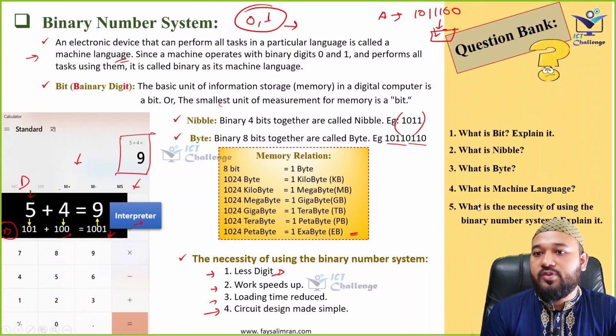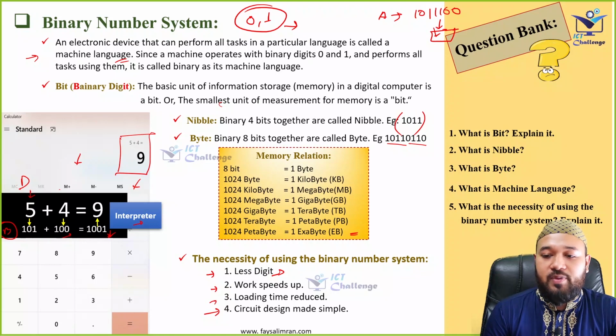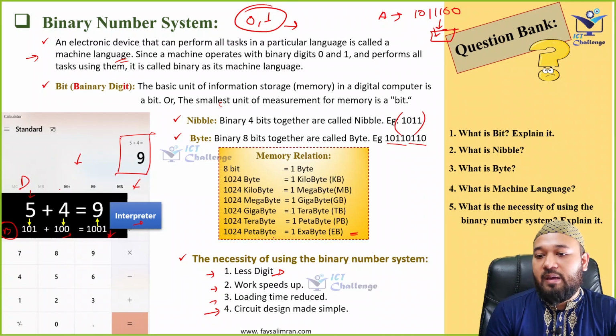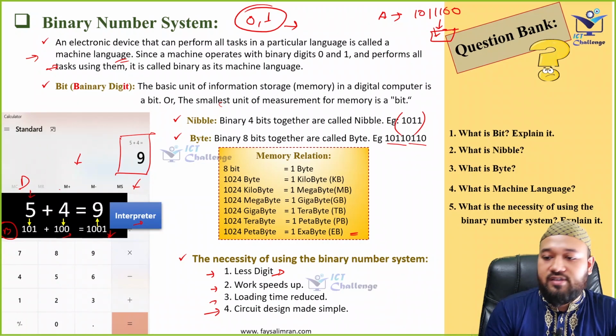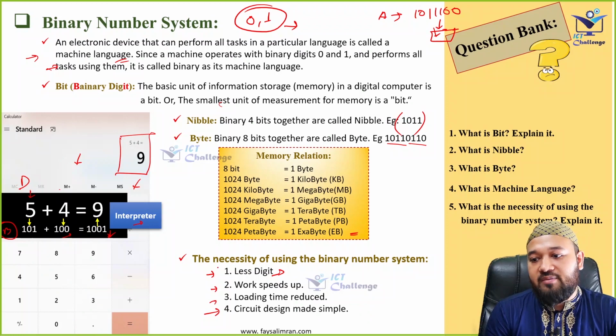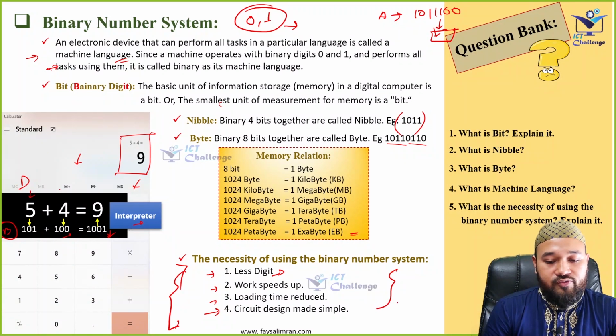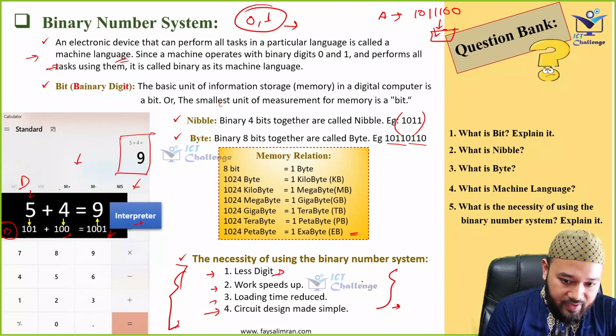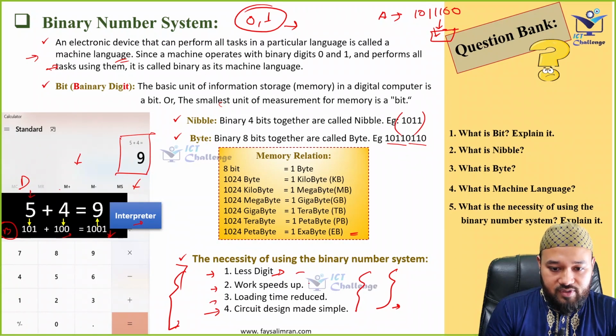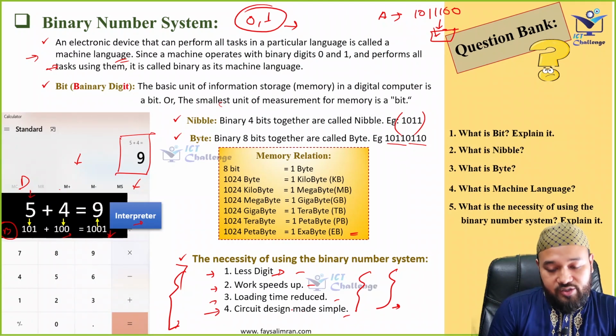Okay, we have to see some question bank. What is a bit? Explain it. A bit is a measurement unit of memory. What is a nibble? We also know that. What is a byte? What is machine language? We know that. What is the necessity of using the binary number system? Explain it. We have 4 different cases why we are using this number system. You will get the explanation from your book. I just want to keep it simple, that's why I just noted the keywords. So you have to explain it in your exam.